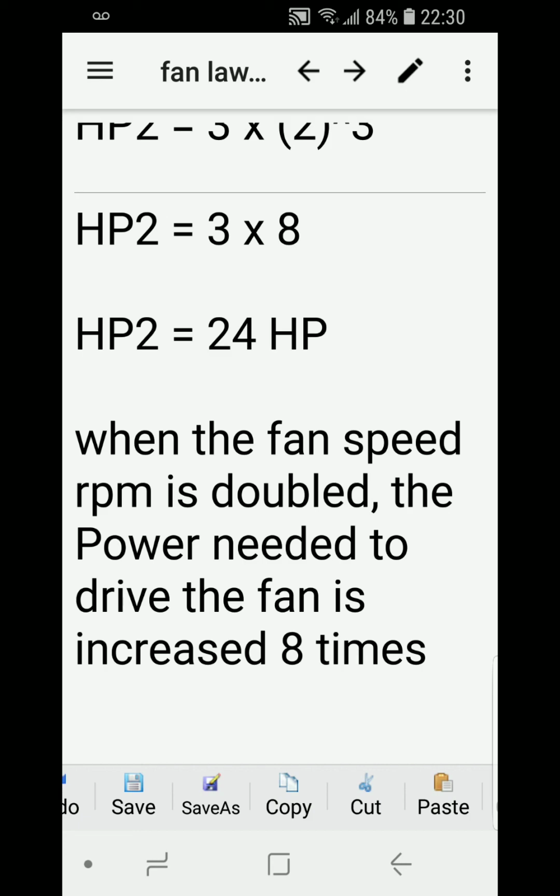So if the voltage is constant, that means the current draw, the amperage, is also 8 times.